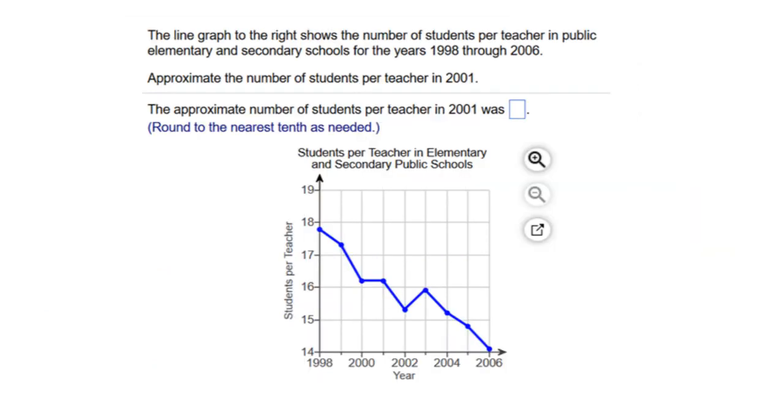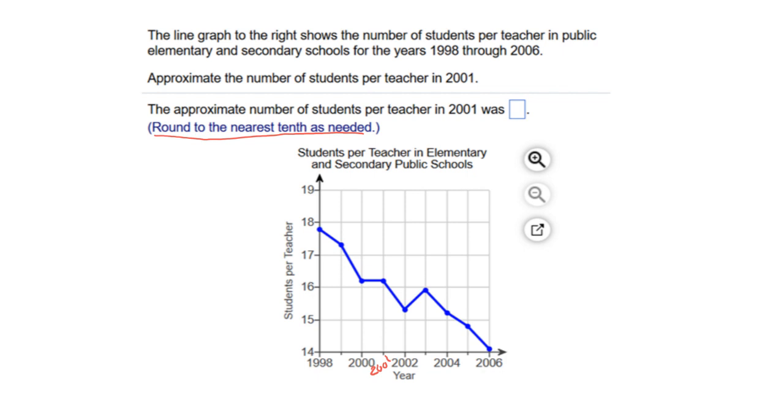The line graph shows the number of students per teacher in public elementary and secondary schools for the years 1998 through 2006. Approximate the number of students per teacher in 2001. And it does say on here for us to round to the nearest tenth as needed. So this is just an estimate. When you first take a look at our graph here, we have to find the year 2001. And 2001 will be in between 2000 and 2002. Just insert it right there.